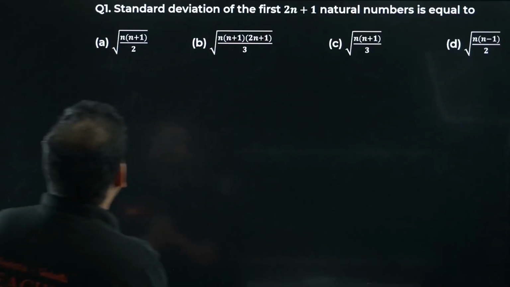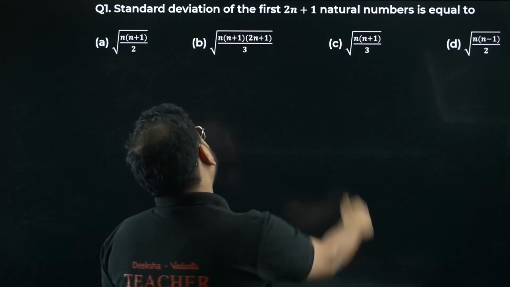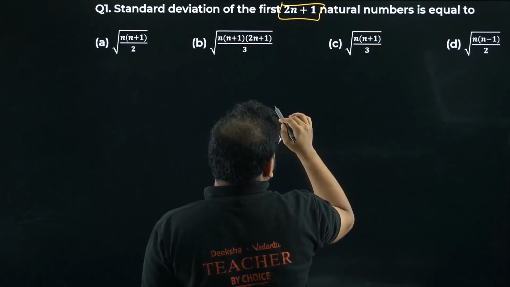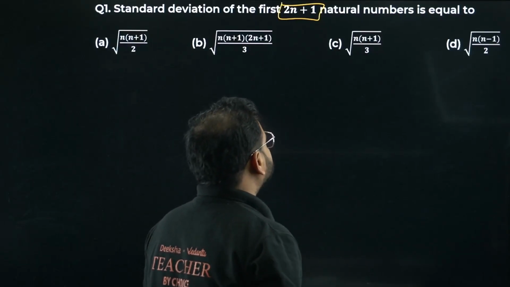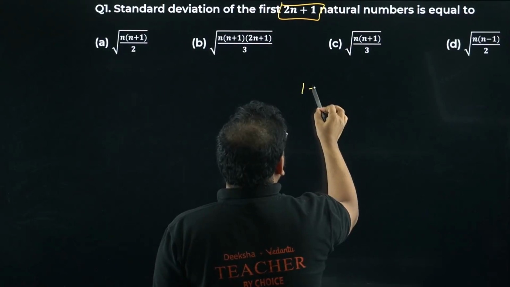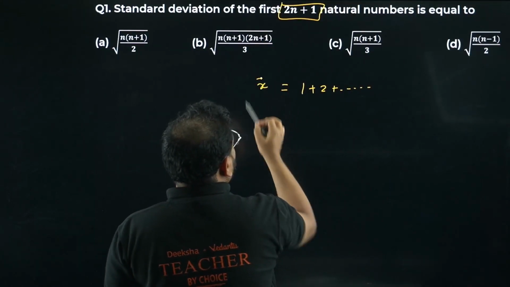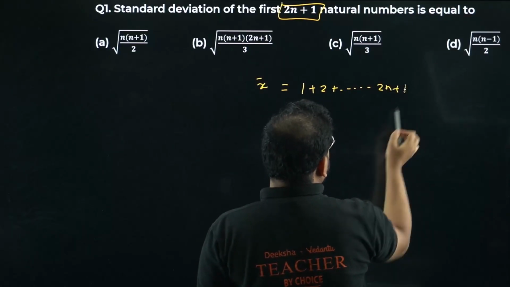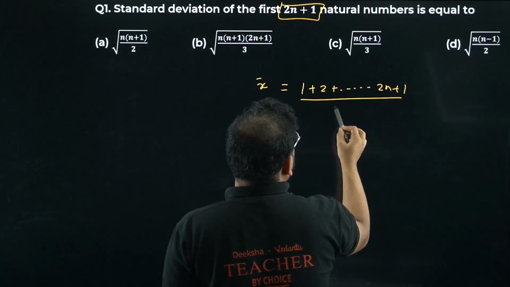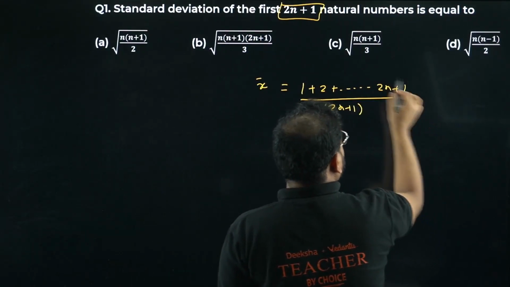So the standard deviation of the first 2n plus 1 natural numbers is equal to what? 2n plus 1 natural numbers. So first find the average of that. Please check how you find the average of this. If you find the average, you'll go from 1 to, I'm trying to find x bar, all the way till 2n plus 1, divided by 2n plus 1, correct? You'll have the formula for this, no? How many natural numbers are there?